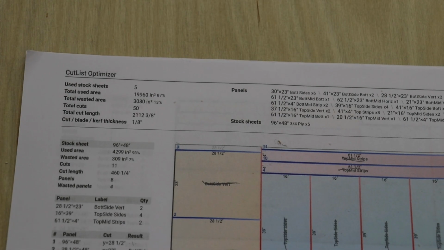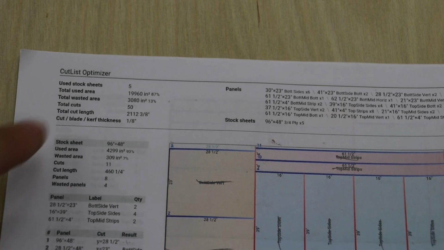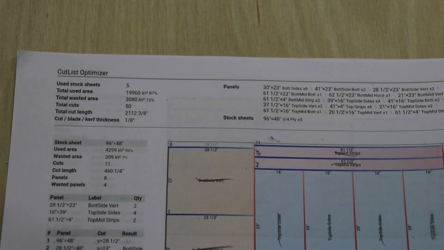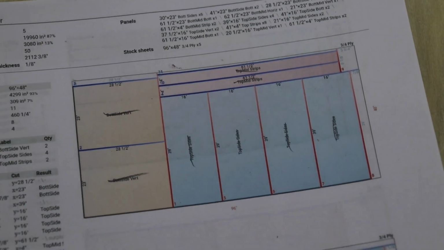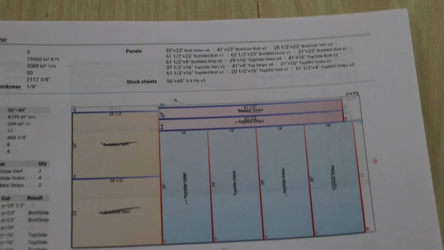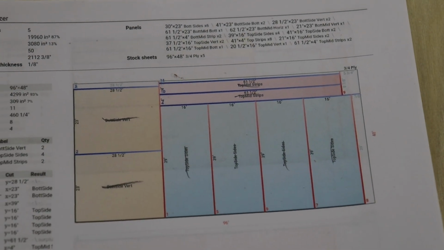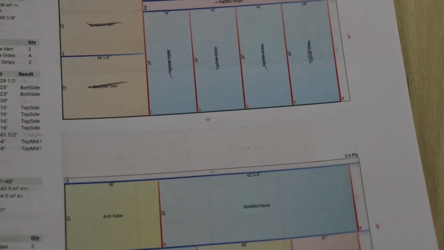Alright guys, let me quickly show you how I use this cut list. Again, this is a free app on my phone. It's called Cut List Optimizer. You put in all your stuff and it lays out all your cuts you need in the most efficient way possible. So this is the sheet I just did. As I cut the pieces, I mark them off on the sheet. I also label the piece so I know what goes where.